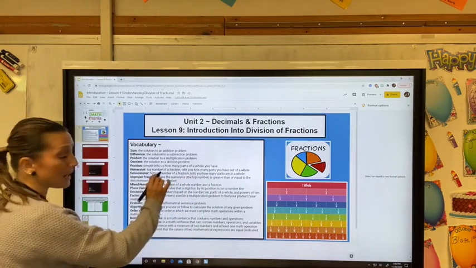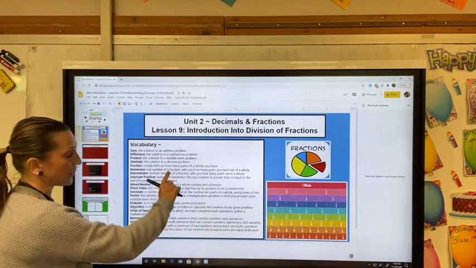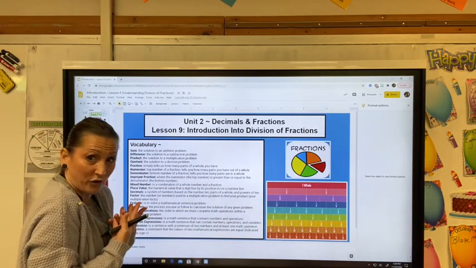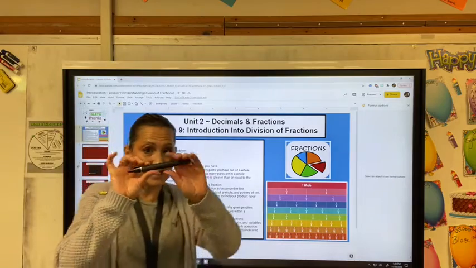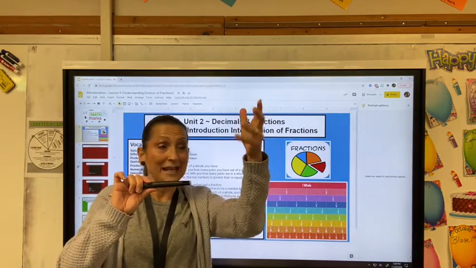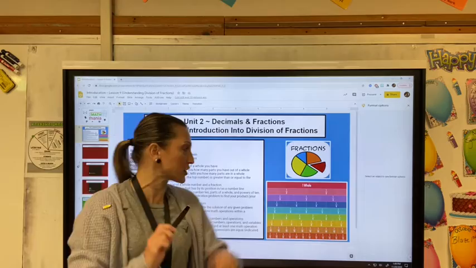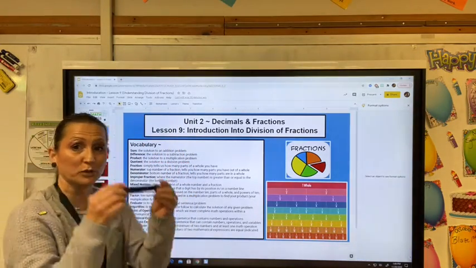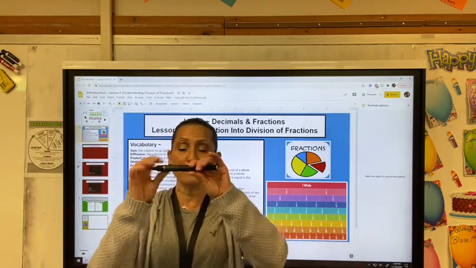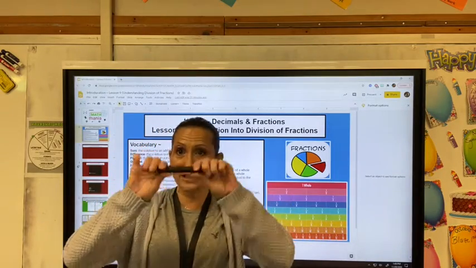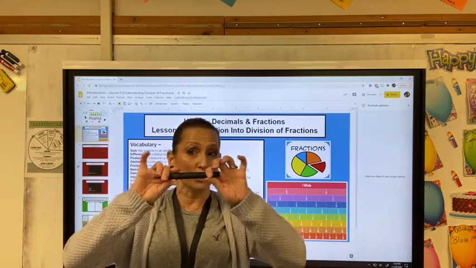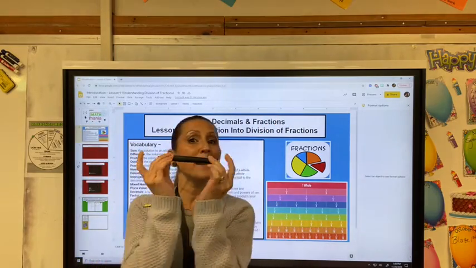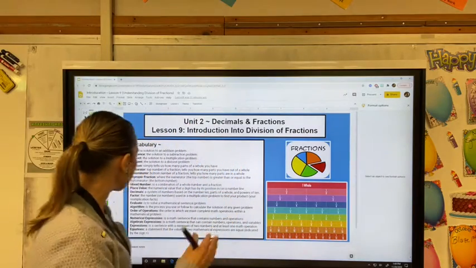Then that top number that I just showed you earlier, the numerator, tells us how many parts we have out of the whole. If I split this and I had half of it in my hand, I would have one out of the two parts. The denominator, which is the bottom number of the fraction, tells us how many parts we have in the whole. Going back to my marker, it's a whole, but if I snap it in two, I then have two parts. I have one half and another half, which are two halves, which make one whole. So hopefully that's following along.